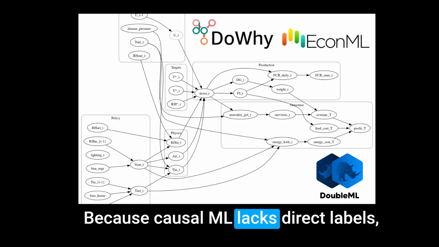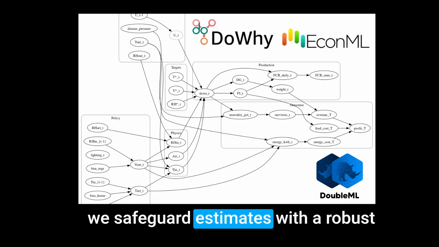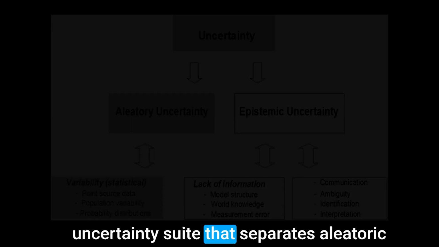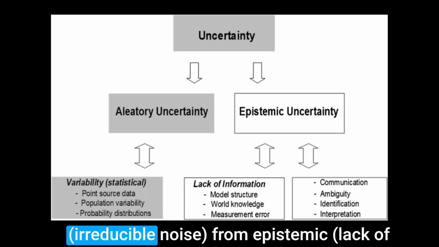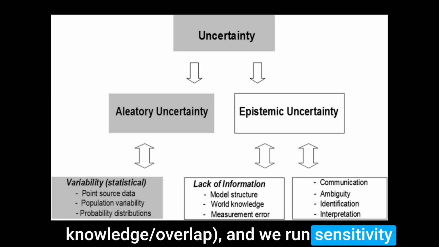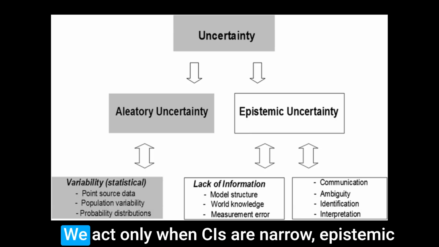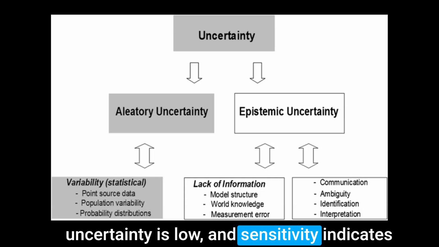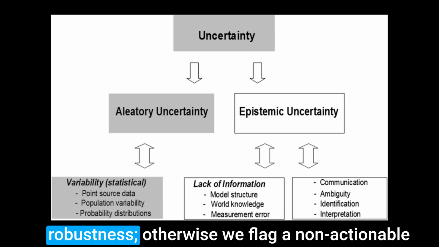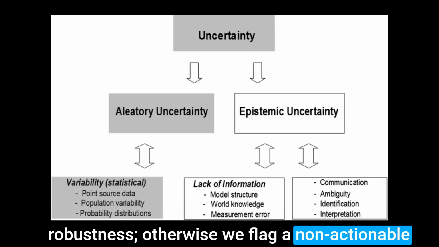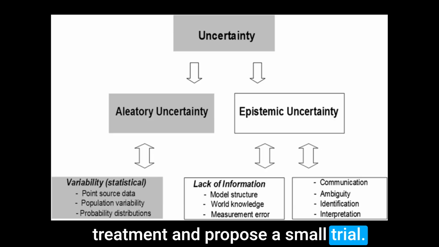Because Causal ML lacks direct labels, we safeguard estimates with a robust uncertainty suite that separates aleatoric, irreducible noise from epistemic, lack of knowledge overlap, and we run sensitivity analyses, e.g. Rosenbaum bounds. We act only when CIs are narrow, epistemic uncertainty is low, and sensitivity indicates robustness. Otherwise, we flag a non-actionable treatment and propose a small trial.